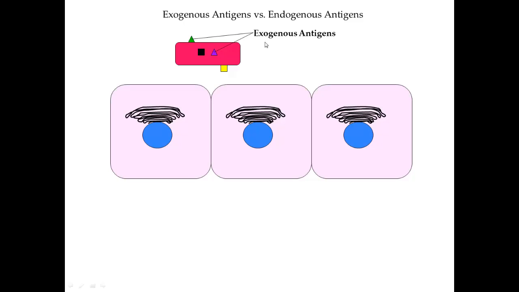The reason why they're referred to as exogenous is because they are generated, exo is short for outside, they're generated outside of our own cells. So an exogenous antigen describes any molecule made by a foreign cell that is capable of stimulating our immune system.